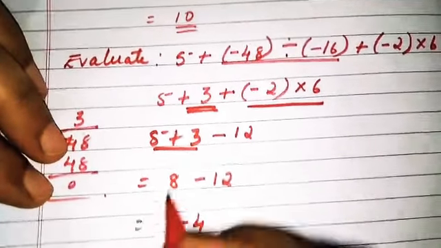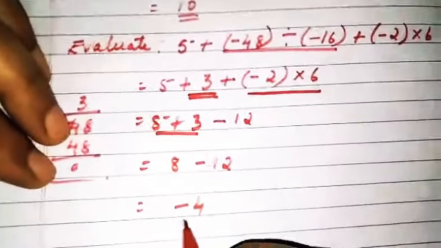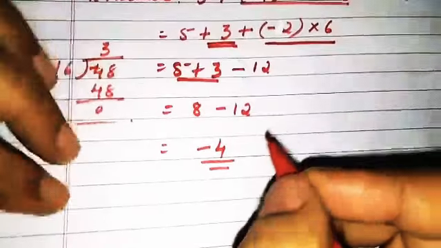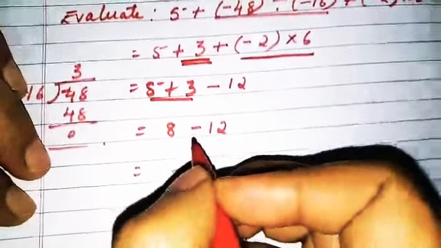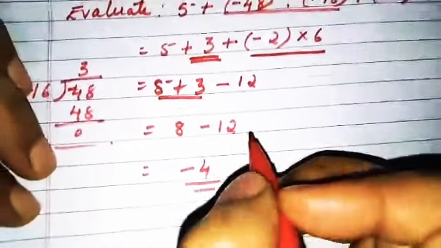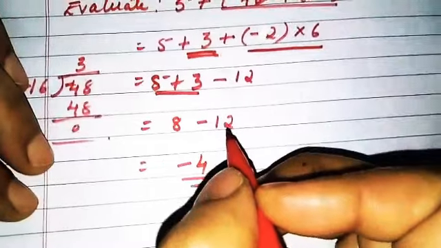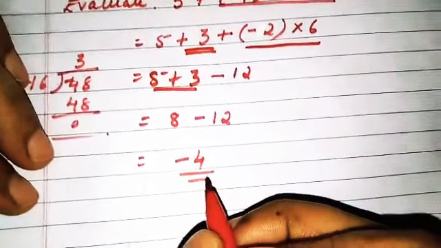So don't forget to write the equal to sign. And this is the final answer. Now why we have written -4 is because the bigger number here is 12 and the sign carried by the bigger number is minus. So it's 8 minus 12. Whatever the sign the bigger number has, the same sign we write down. So the final answer is -4.